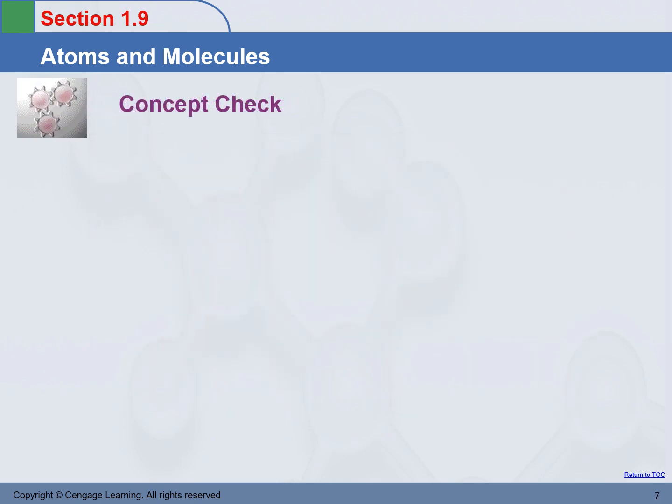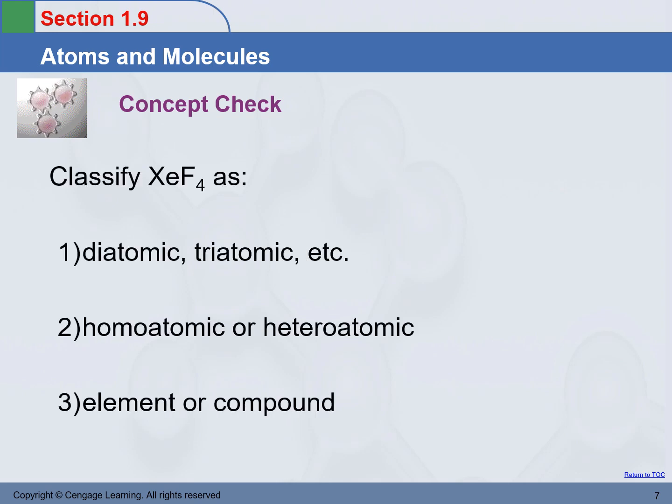All right, concept check. Number 1, classify xenon tetrafluoride as diatomic, triatomic, etc. In xenon tetrafluoride, XeF4, there's 1 xenon atom and there are 4 fluorine atoms. Totally, there are 5 atoms in the molecule. So it is a pentatomic molecule.